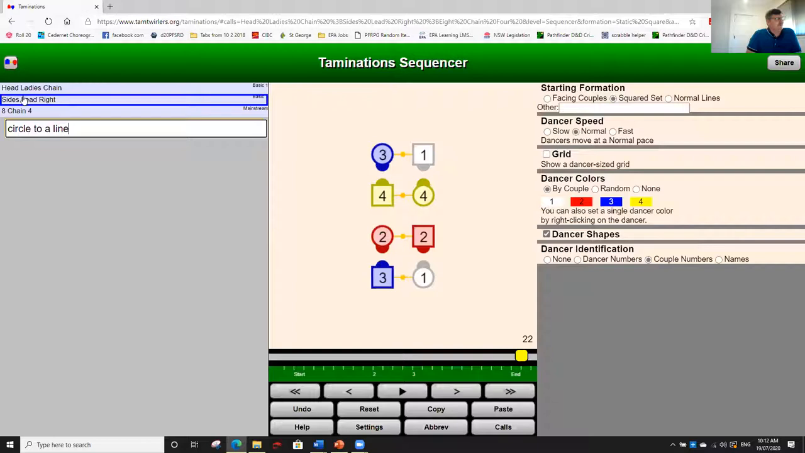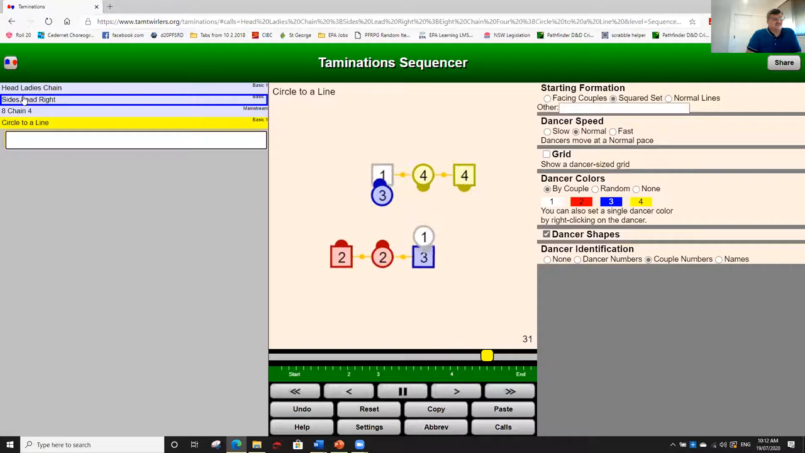Left pull by. But the next movement in my singing call is circle to a line. That doesn't really flow that smooth, does it? Eight chain four to a circle to a line? It's possible. Yeah, to a line. But for the outsides, it's not really all that comfortable.